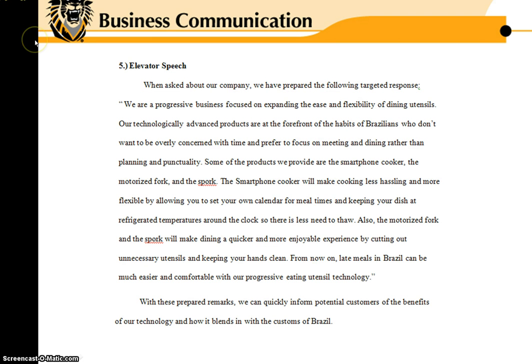Here's an example of a nice intro to the elevator speech. When asked about our company, we have prepared the following targeted response. Quote, and then nicely closing it off. With these prepared remarks, we can quickly inform potential customers of the benefits of our technology and how it blends in with the customs of Brazil. If you're going to have a quote, you want some kind of closing statement. This is a really good example.